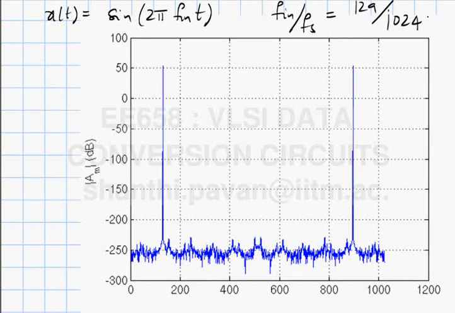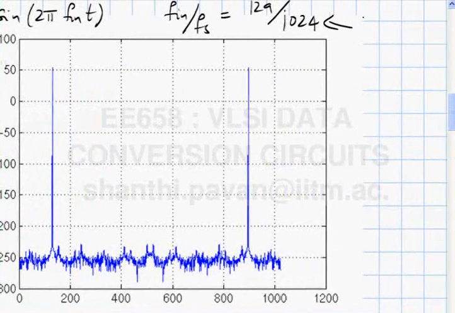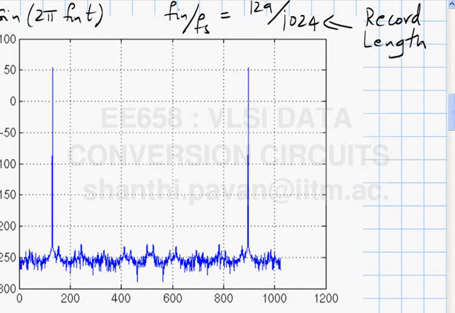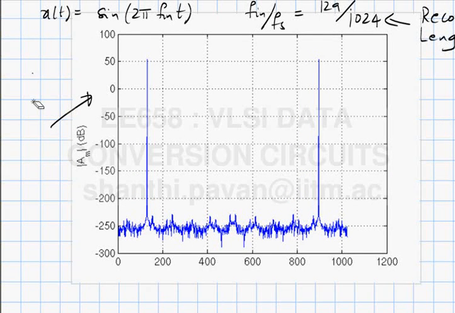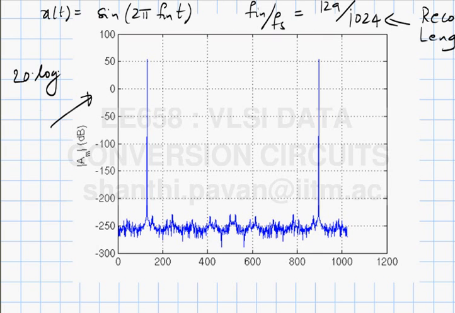And what is the record length? This is the record length. So when I take the discrete time sequence and compute the coefficients of the discrete time Fourier series, how many coefficients will I get? 1024 coefficients, and I plotted on the y-axis the log magnitude of these coefficients. So this is the 20 log mod A sub m, and you can see these are the so-called bin numbers.